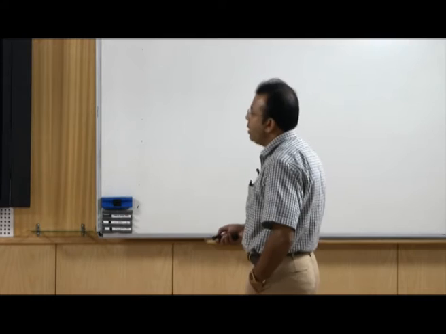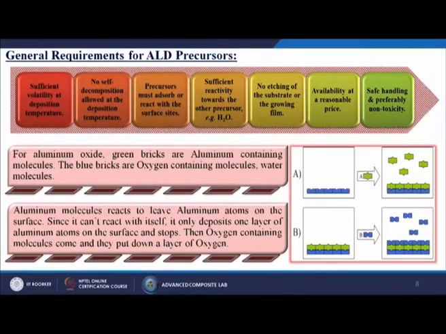So, there are several requirements for ALD precursors. First is sufficient volatility at deposition temperature; no self decomposition allowed at the deposition temperature; precursors must absorb or react with the surface sites; sufficient reactivity towards the other precursor, like water; no etching of the substrate or growing film; availability at a reasonable price; safe handling and preferably non toxicity. So, these all are the requirements for the ALD technique.